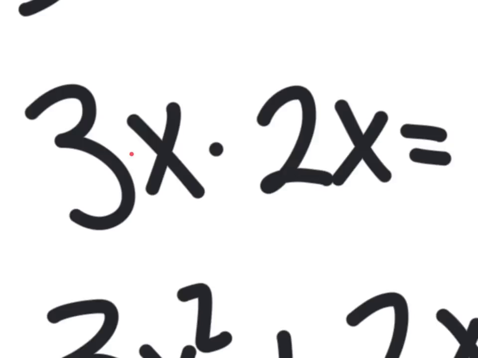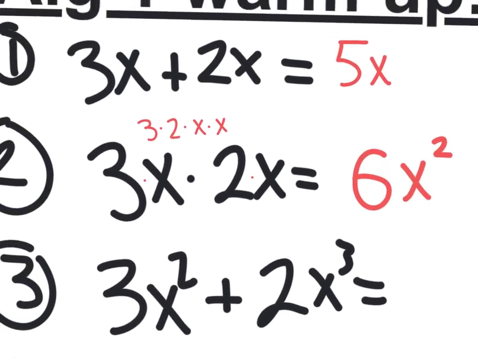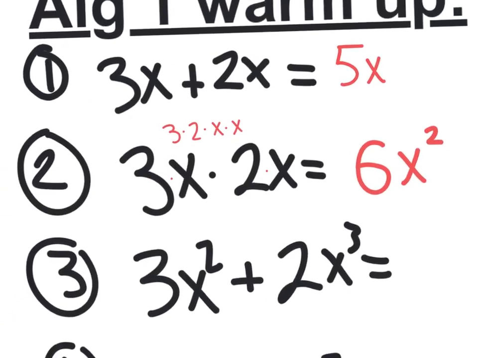That's really a 3 times x times 2 times x. So that's really a 3 times 2 times x times x. This is a total waste of time, though. You already know your answer is going to be 6x squared. My point in doing this is to show you that on the first one, we're adding, exponents do not change. And on the second one, we're multiplying, exponents do change. So on number 2, we are changing exponents. On number 1, we are not.